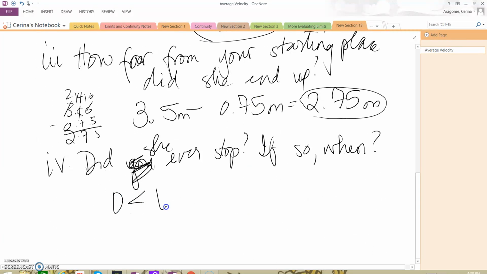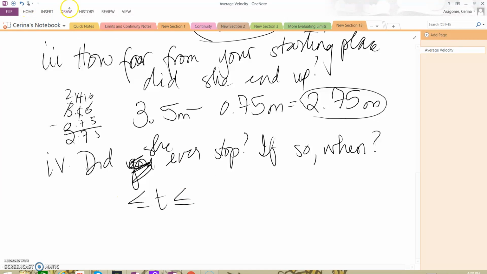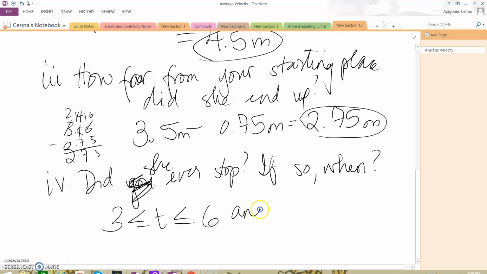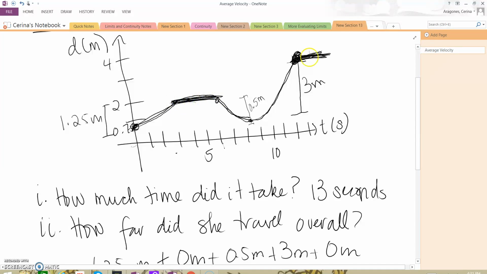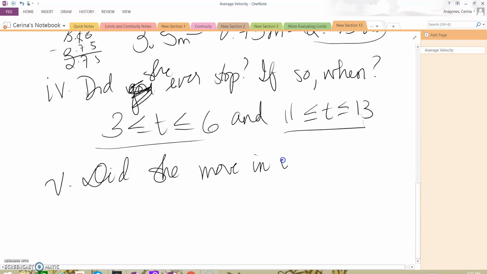So from 3 seconds to 6 seconds. And also here at the end between about 11 seconds and 13 seconds. Okay. So during those time periods, she traveled no distance. It's just 0 here. And so she completely stopped moving. And then the last question you were supposed to answer was, did she move in only one direction?